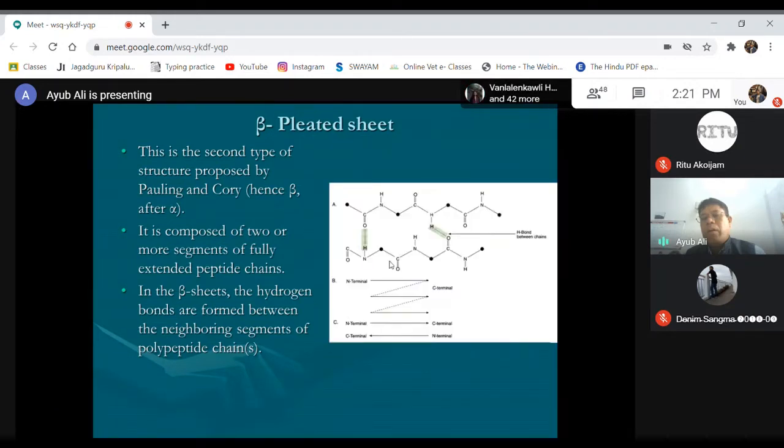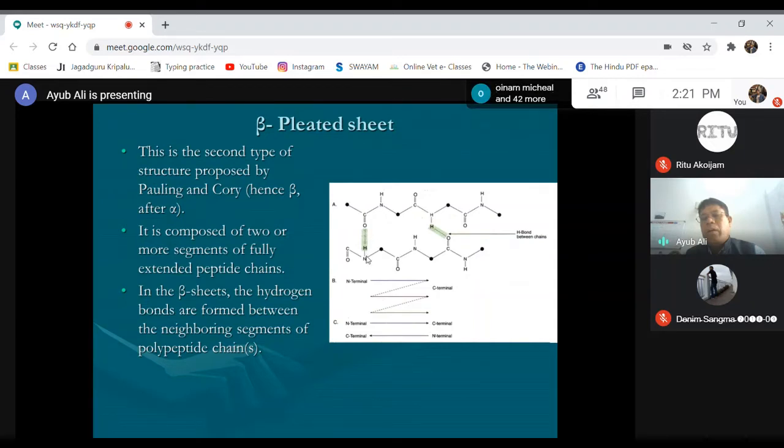See here, this is one chain, this is the other chain. One chain is here, then the second chain is here. Like that, the different chains are forming a sheet structure, and the structure is maintained again by hydrogen bonding. The hydrogen bonding is the same.